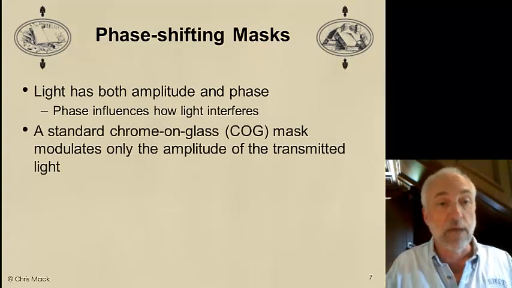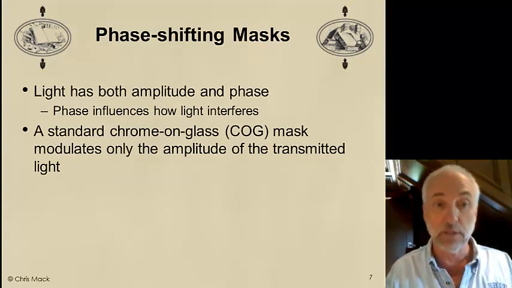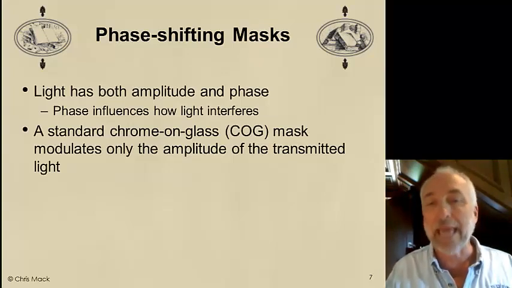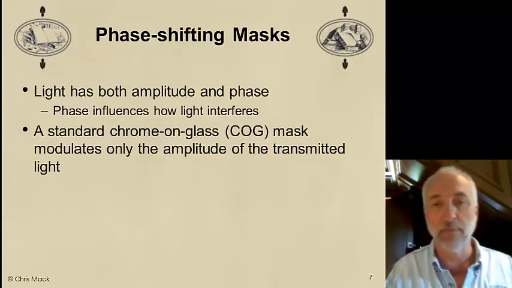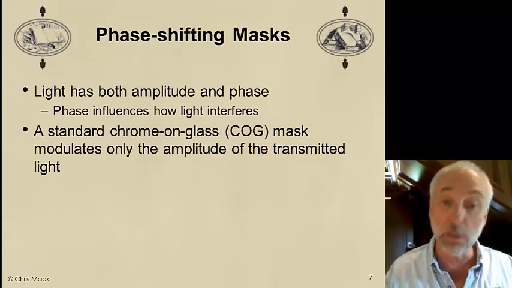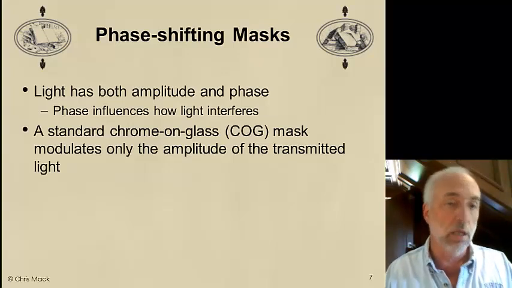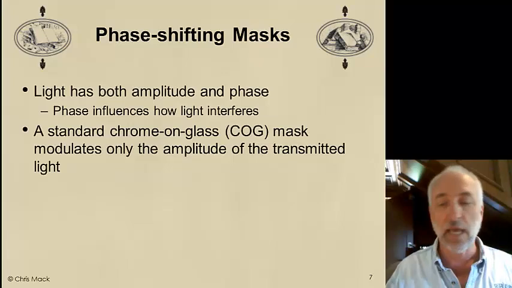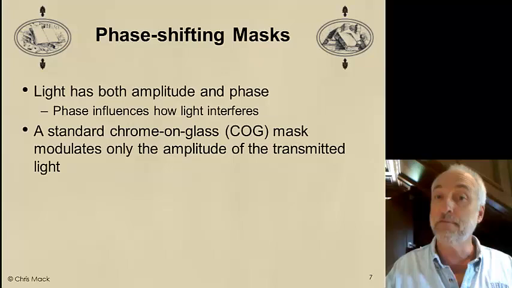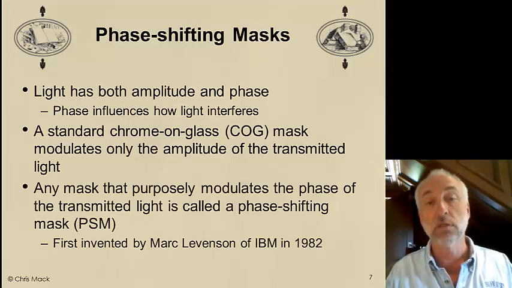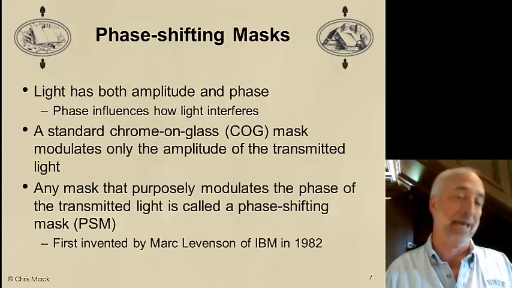And if we have a standard chrome on glass mask, the thing we've talked about so far in this class, we're modulating only the amplitude of the transmitted light. Well, we've got chrome, and makes the amplitude of the transmitted light go to 0. And we have glass, where the amplitude of the transmitted light is about 1. So we're only modulating the amplitude. What if, instead of modulating just the amplitude, we also modulated the phase of the light as it was transmitted through the mask? If that happens, we call it a phase shifting mask.